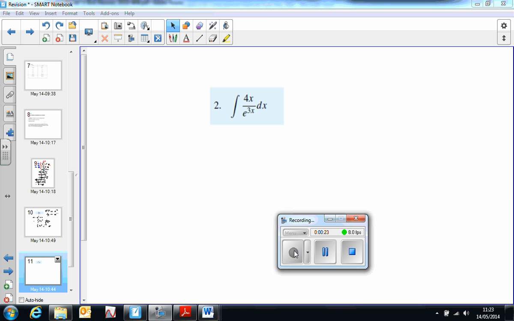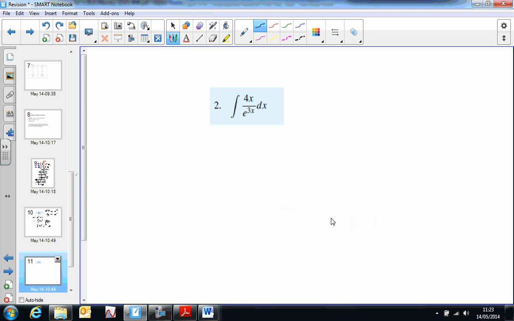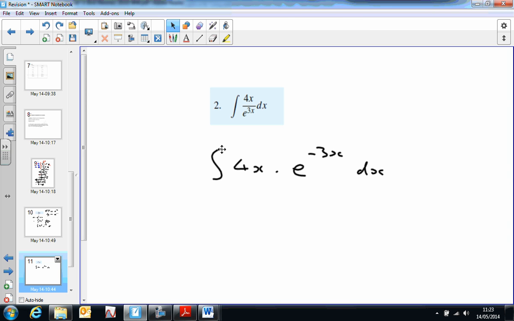First thing I would do with this was think of it as not written like that, but written as the integral of 4x times e to the minus 3x, because again, if I've got a division, divided by e to the 3x, that could just as easily be written as times e to the minus 3x, because the inverse is the negative power.